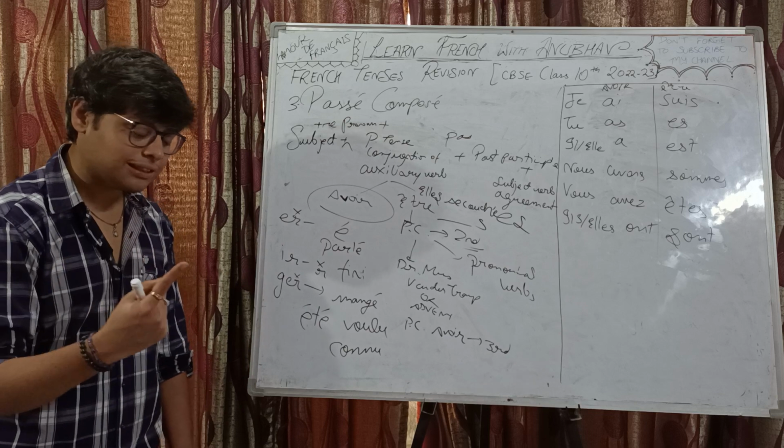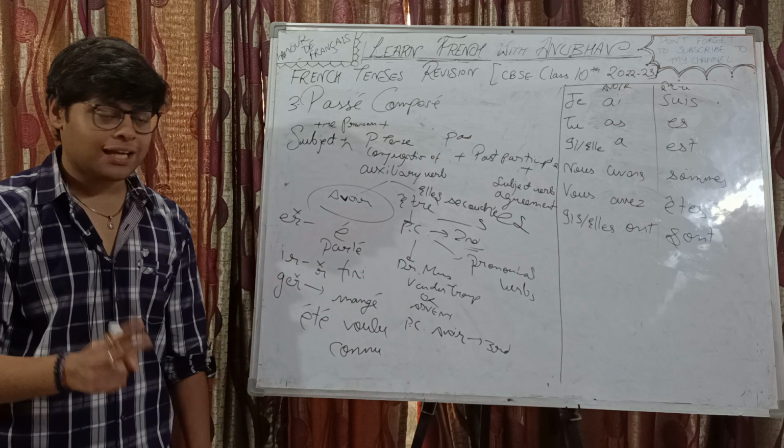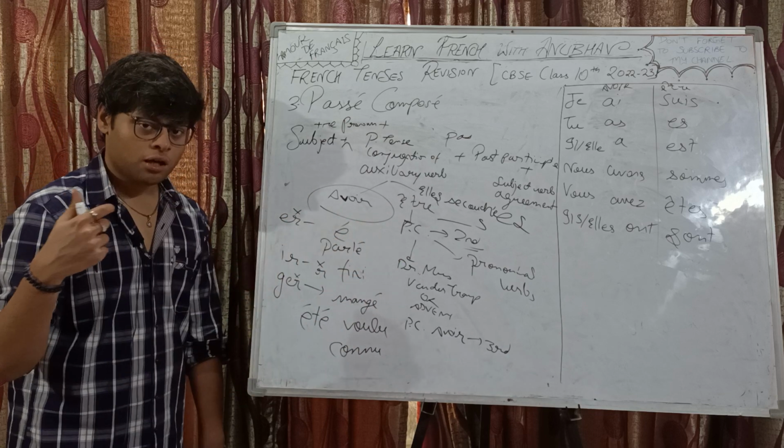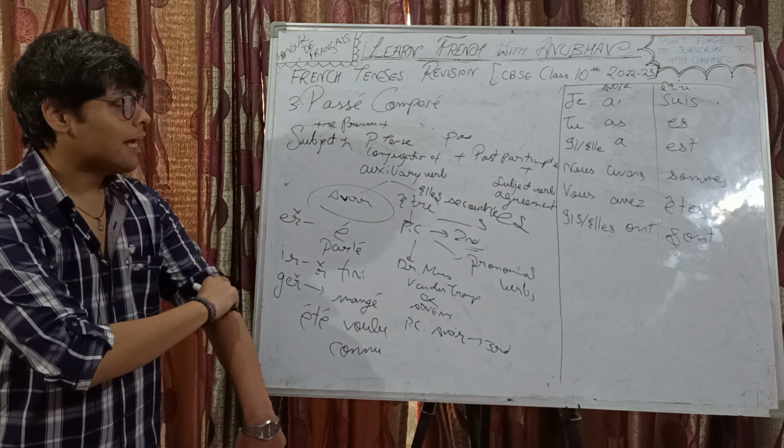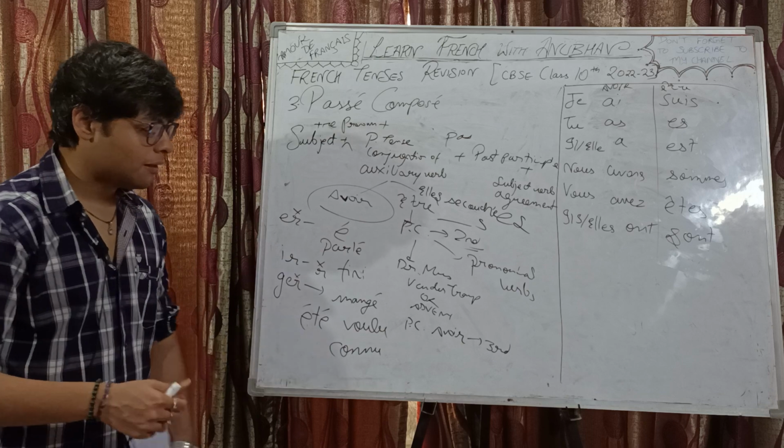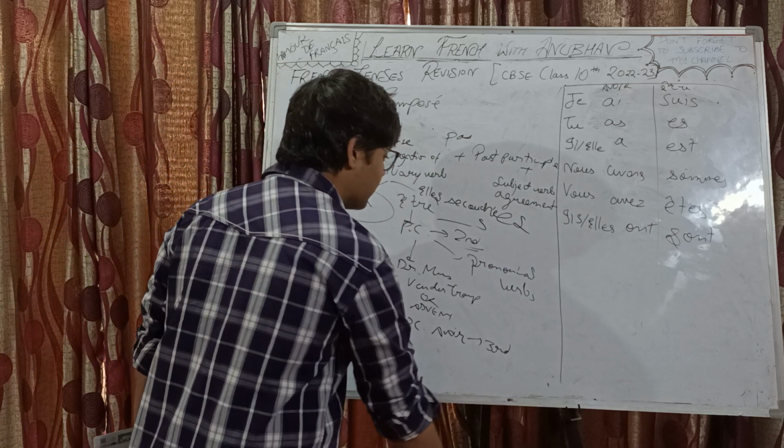There are two cases. First case, the auxiliary verb is être, and second case, avoir with COD, complément d'objet direct, or direct object pronoun. Right. Yeah, this was your passé composé. Let's rub the entire thing off.